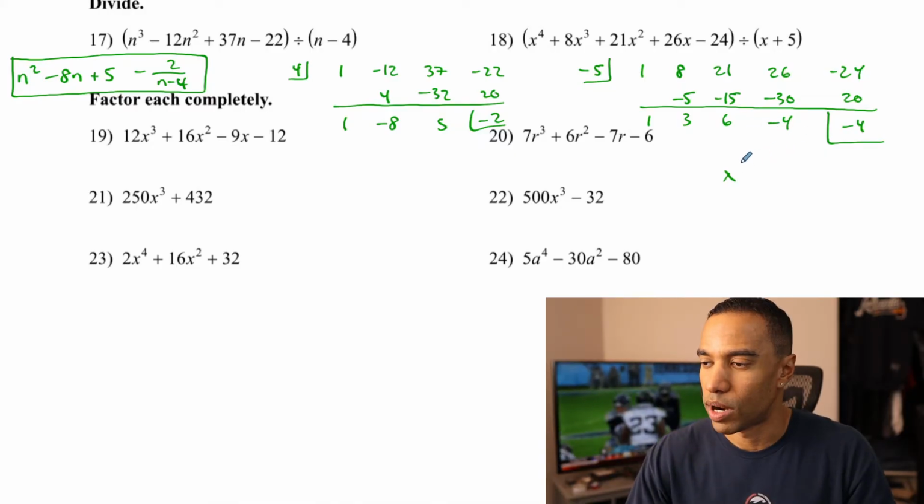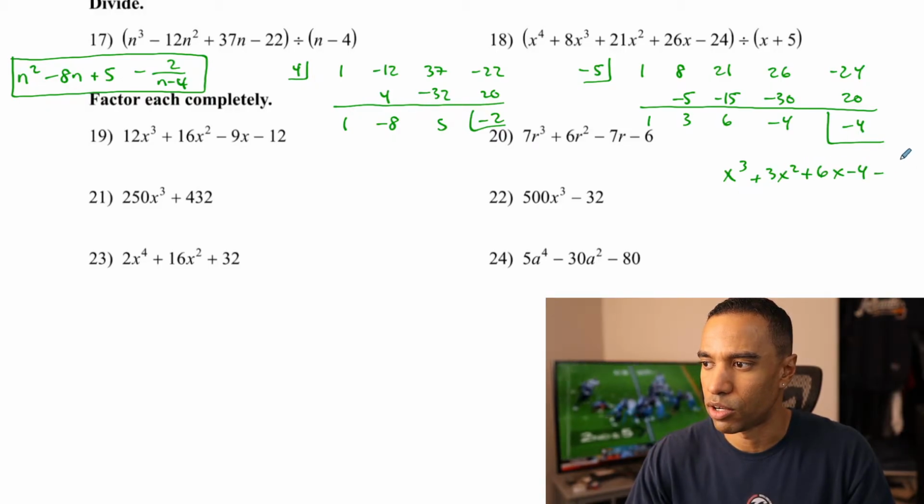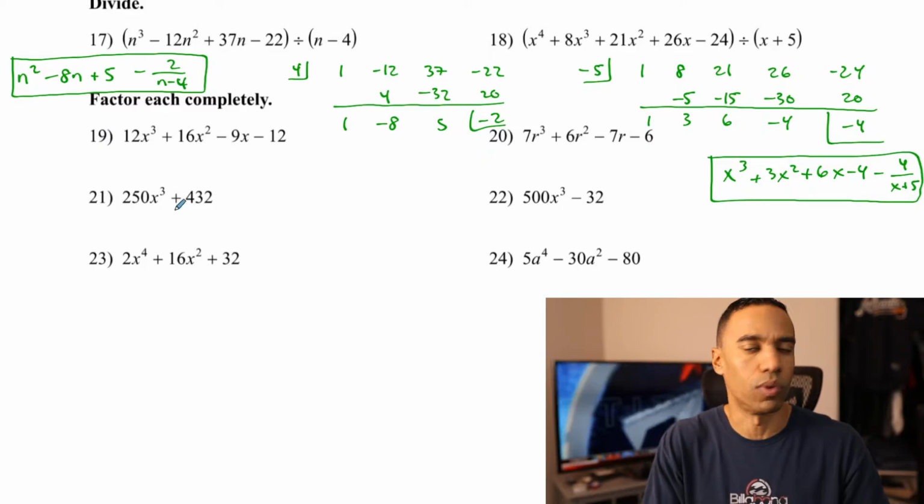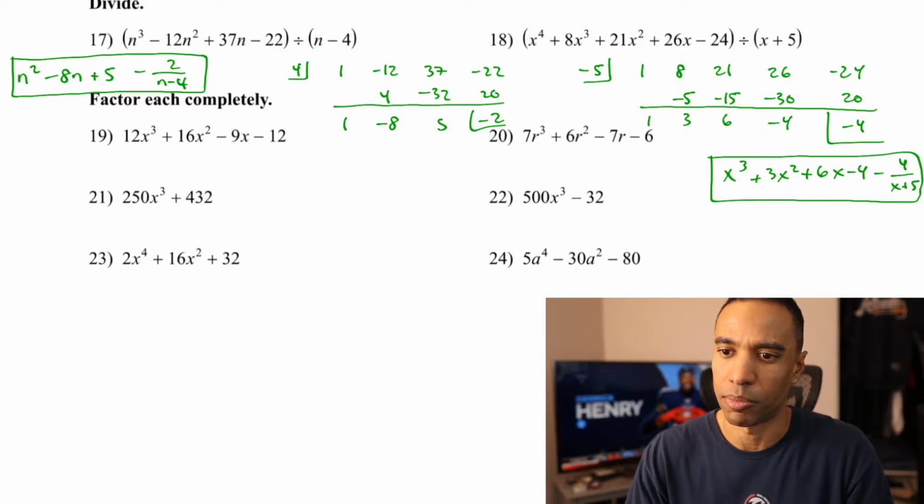All right, so this becomes 1x cubed plus 3x squared plus 6x minus 4 with a remainder of negative 4 over x plus 5, like that. And if the remainder was 0, then I just wouldn't write anything after that. It would just be the polynomial.